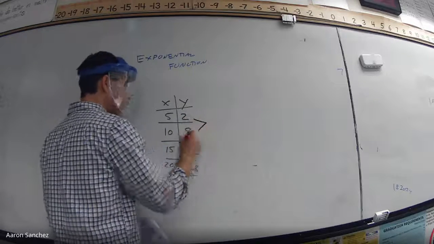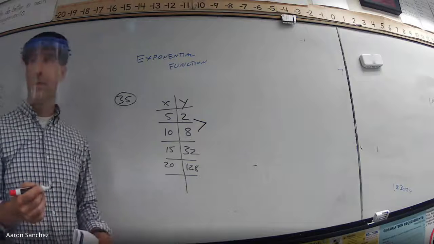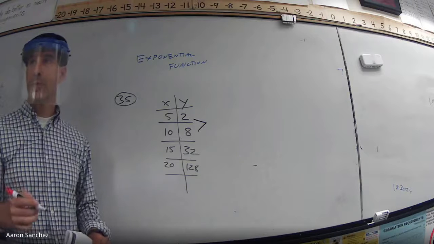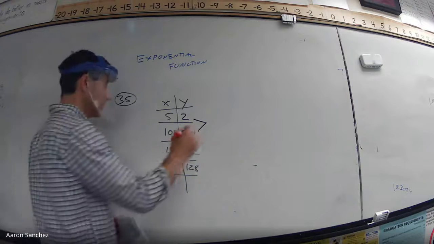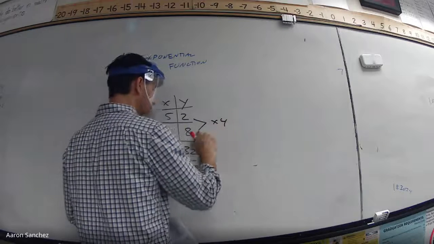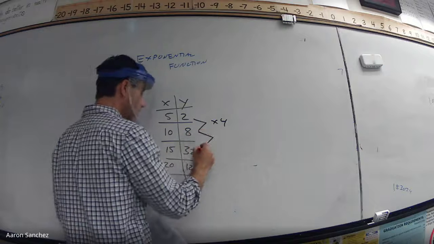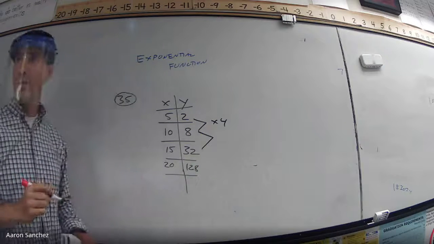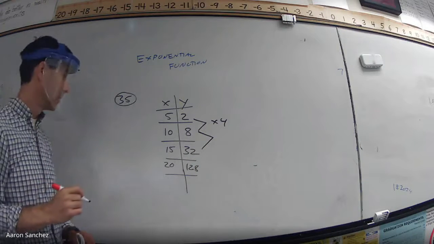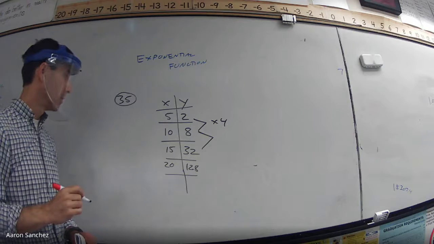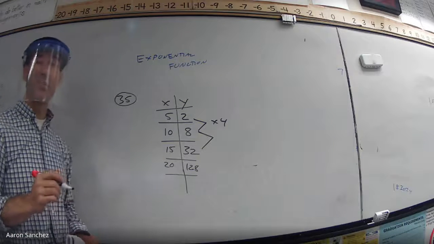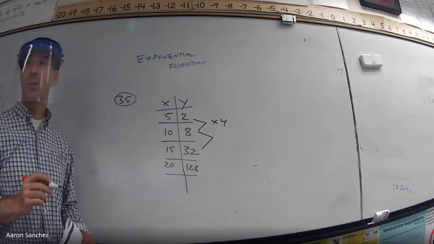So how do I go from 2 to 8? Edgar, how do I go from 2 to 8? Times 4. Okay, that makes sense. Now, if this is also times 4, then we know it's growth. How do I go from 8 to 32? Edgar? Times 8. 8 times 8? Wait. 8 times what equals 32?